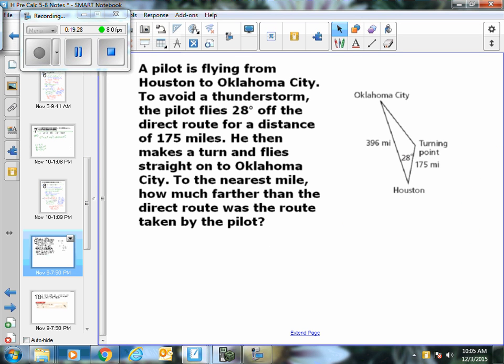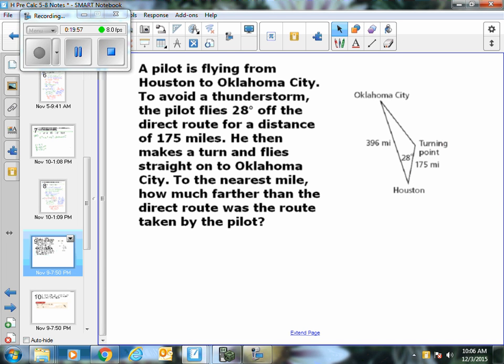So I want you to take a look at this situation where a pilot is flying to avoid a thunderstorm. They were supposed to go straight from Houston to Oklahoma City, which was 396 miles, but they had to avoid a thunderstorm. So they changed their direction 28 degrees off their direct route, and they flew for 175 miles. Then they were able to turn back and head straight to Oklahoma City from that point. So the question is: how much further did they have to fly by changing their course?